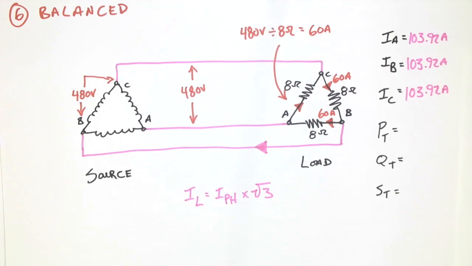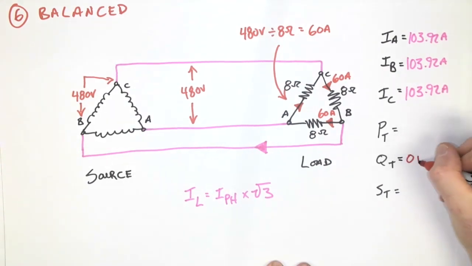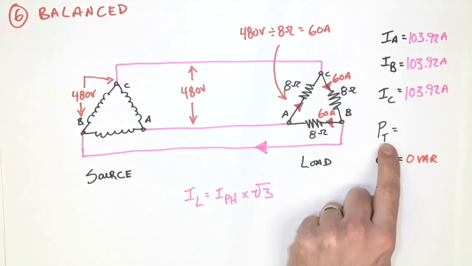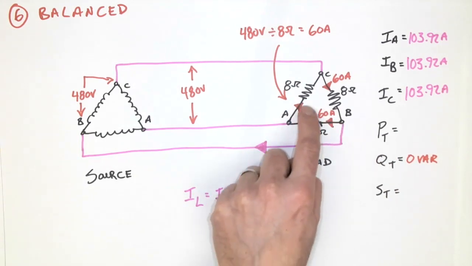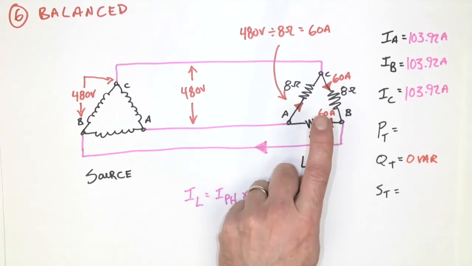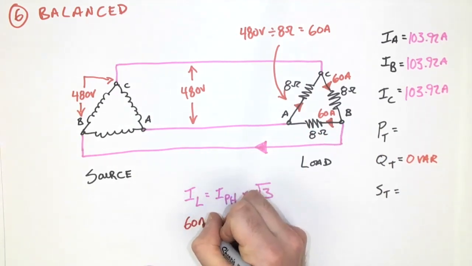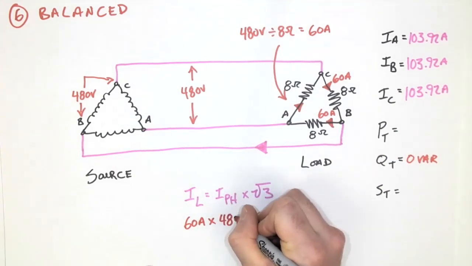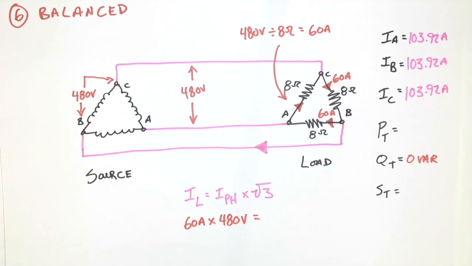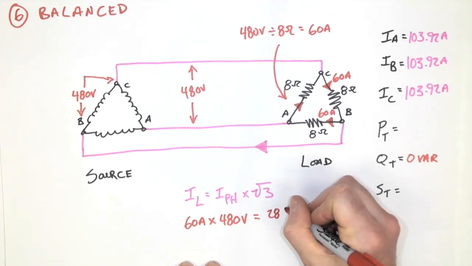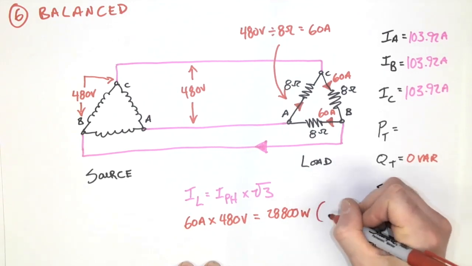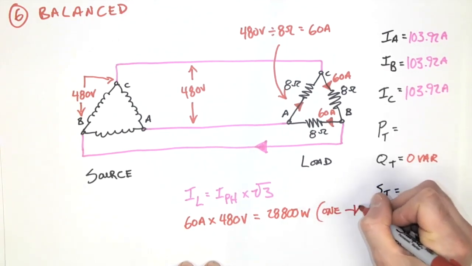Now we can definitely see that there will be 0 VARs in this system because there are no capacitors or inductors. The power total should be the value of power for one of my individual resistors multiplied by 3. So we're going to take 60 amps times 480 volts. 60 times 480 gives us a total of 28,800 watts for one resistor.